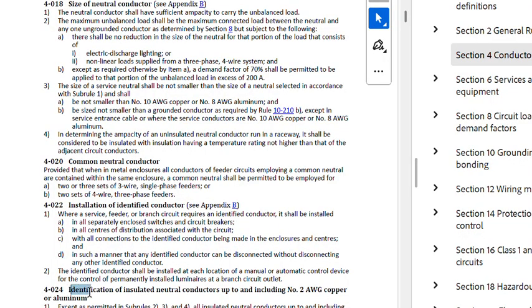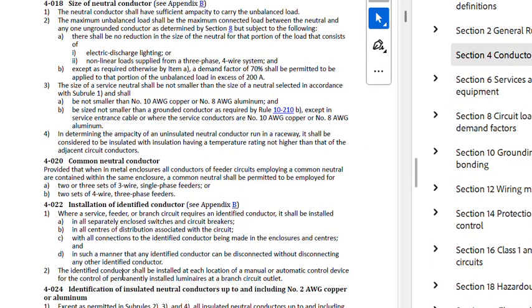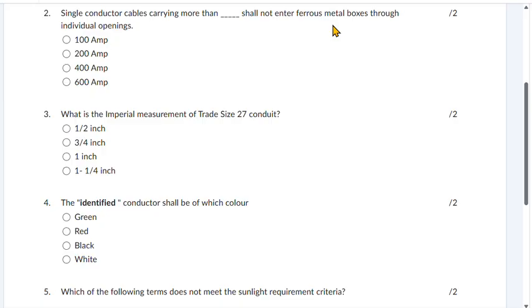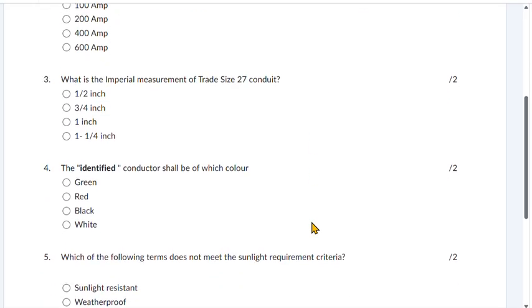It's called the identification of insulated neutral conductors up to and including number 2, copper or aluminum. And it is in section or subsection 2 of that. It says, where conductors of different systems are installed in the same raceway, box, or other type of enclosure, and the identified circuit conductor of one system is colored by a white covering. So the answer there is white. White covering is the answer to question 4.